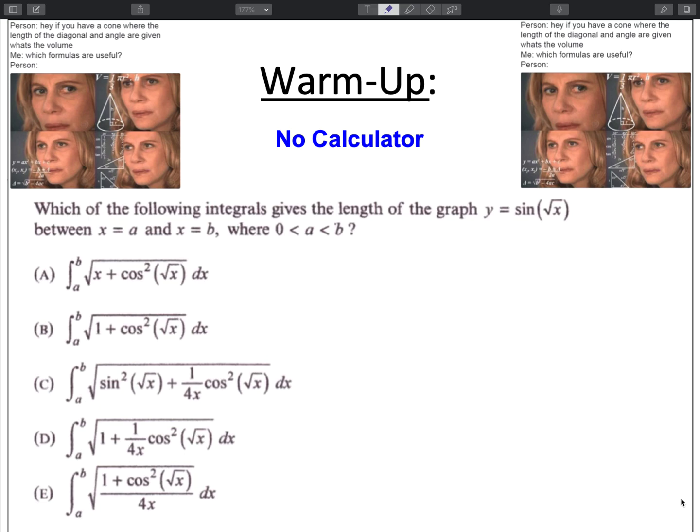So how about another warm-up, just like we've done in the last several videos. If you can pause it, everybody can take a chance. Do you remember how to find the arc length in rectangular? So it says here, can you find the length of the graph of y equals sine of root x? The length of the graph is the arc length. So pause the video, take a second. Which one of these choices are you going with?